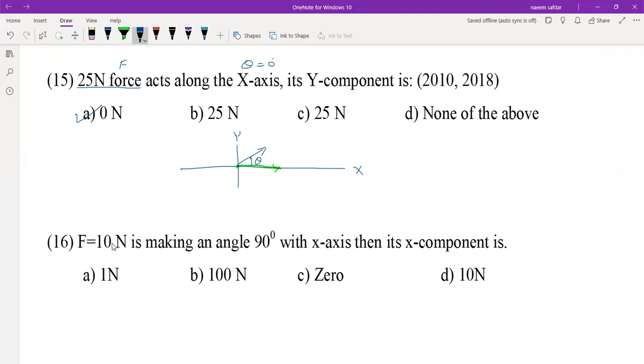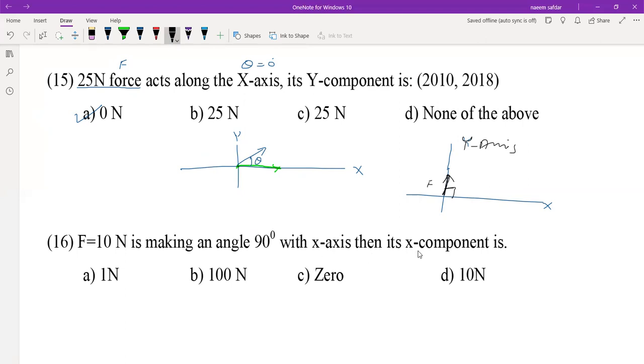नंबर 16. If F is equal to 10 Newton is making an angle 90 degree with the x axis. फोर्स 10 न्यूटन है और वो एंगल बना रही है 90 डिग्री का विद एक्स एक्सिस. मतलब क्या है बात का? फोर्स 10 न्यूटन है और एक्स एक्सिस से ये है फोर्स. लेट्स सपोज ये फोर्स ले ली मैंने F, और ये एक्स एक्सिस से 90 डिग्री का एंगल फॉर्म कर रही है ये फोर्स. मतलब कि ये y एक्सिस पर मौजूद है.